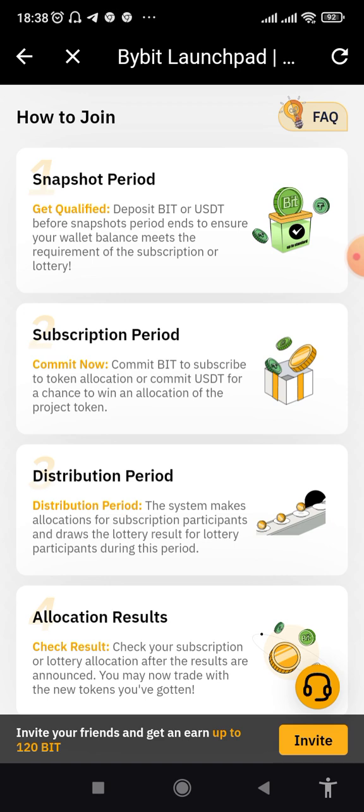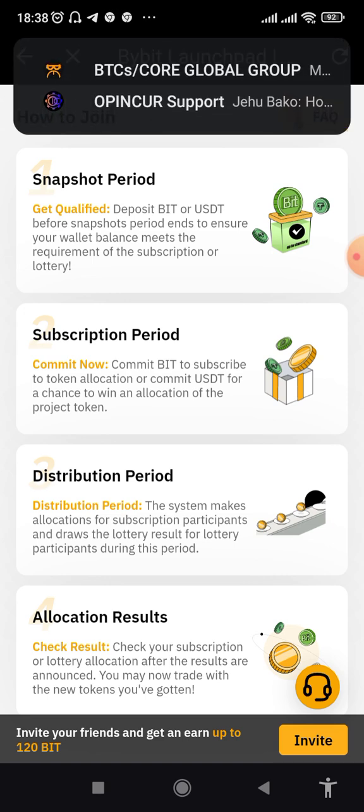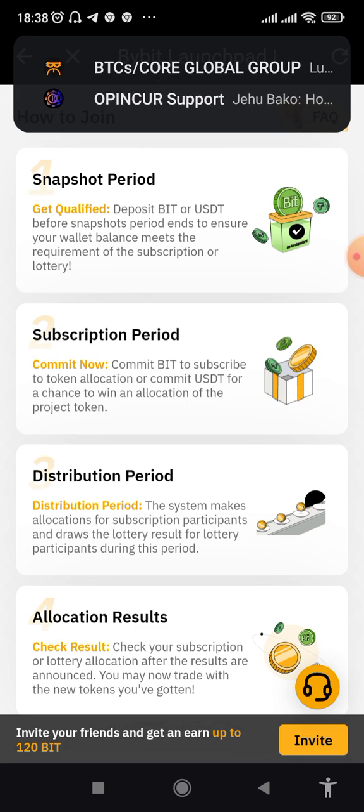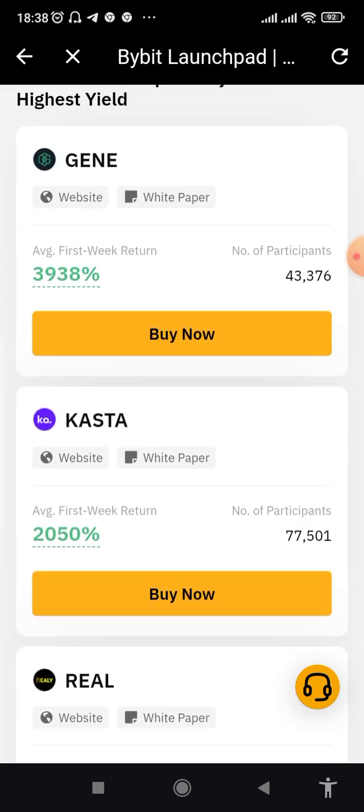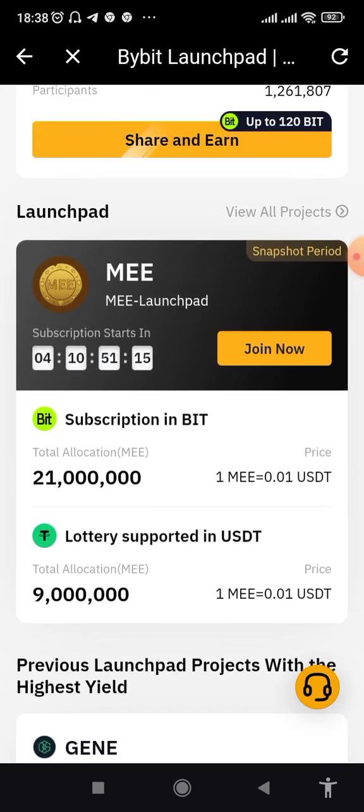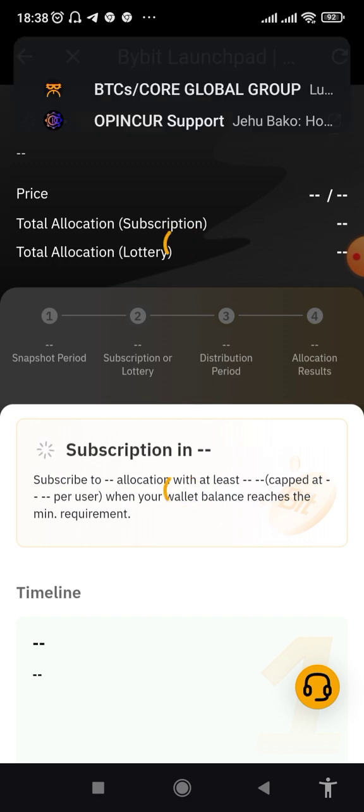but it has to be more than 50 BIT, or else you commit the amount of USDT you have, but it has to be more than 100. Okay, in the distribution period, that's where the system makes allocation of the subscriptions. The amount of ME that you are supposed to receive, the coin that has been allocated to you, is then allocated to you. Okay, and on the allocation results, that's when you will receive your token in your wallet and you'll be able to trade it.